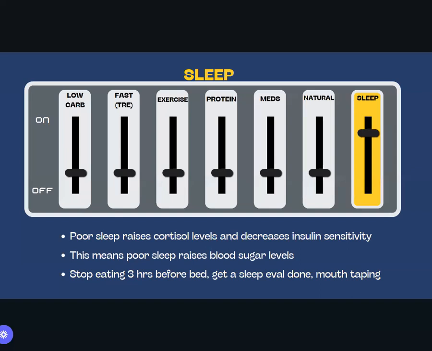I always recommend to people, at the very least, stop eating 3 hours before bedtime, get a sleep evaluation done, and start mouth taping. Because my doctor told me a couple years ago that at least 50% of postmenopausal women, regardless of their weight, have sleep apnea. I think we associate sleep apnea with people who are overweight, but no. I am personally not an overweight person. I'm a fairly slender person, and I snore like a trucker. I really snore. It's not cute. And I will snore myself awake. I have mild sleep apnea.